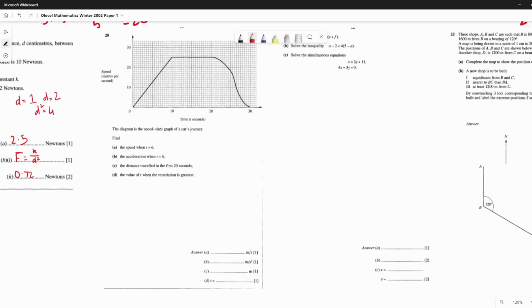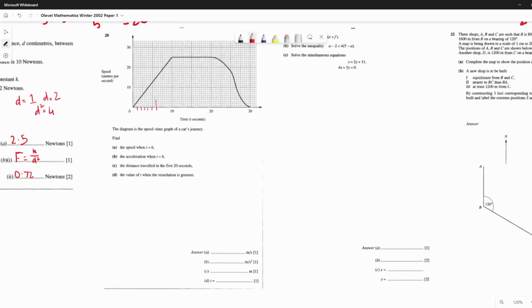The diagram is the speed time graph of a car's journey. Find the speed when t is equal to 6. So I'm assuming this is 5, which means each of these would be, so that would be a 1, that would be a 2, that would be a 3, that would be a 4, and that would be a 5, which means this would be 6.